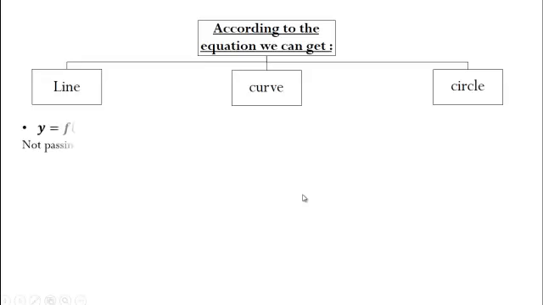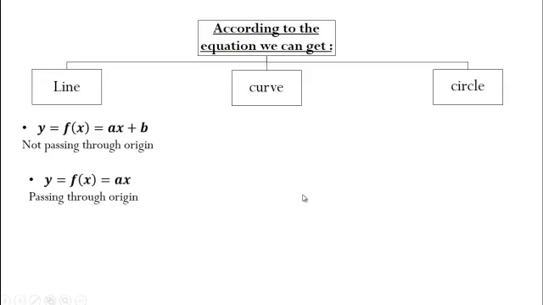As a line, it will be of the form y equals f(x), meaning ax plus b. So we notice that the power is 1 or less. This is not passing through the origin. Now y equals ax if it was passing through the origin, or y equals b where there is no power, meaning the power is 0. This is where the line will be parallel to the x-axis.